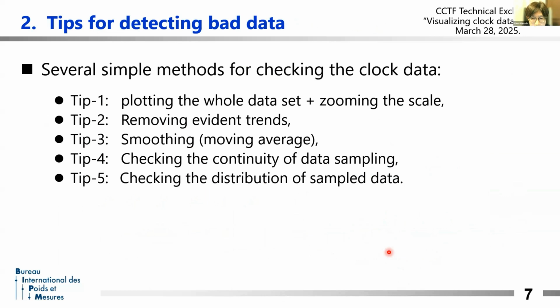For getting the true performance of the clock from its measurement data, I would introduce here 5 simple methods for checking the clock data. Tip 1 is plotting the whole dataset plus zooming the scale. Tip 2 is removing evident trends. Tip 3 is smoothing, that is moving average. Tip 4 is checking the continuity of data sampling. And tip 5 is checking the distribution of sampled data.